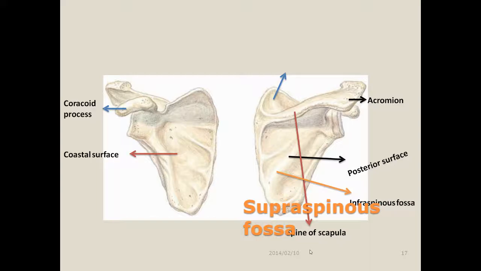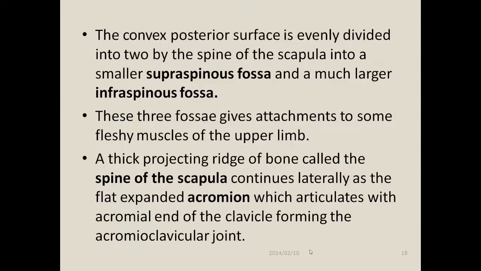Now we will see the supraspinous fossa and the dorsum of the scapula. There are two fossae, that is supraspinous and infraspinous, and on the anterior side of the scapula there is one fossa, that is the subscapular fossa. The convex posterior surface is divided by the spine of the scapula into two fossae. These are the supraspinous fossa and infraspinous fossa, and these fossae give attachment to some fleshy muscles of the upper limb.